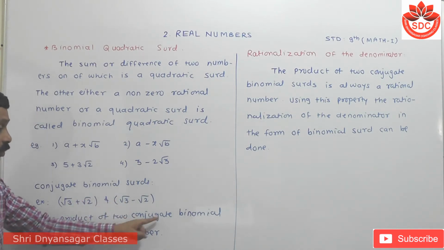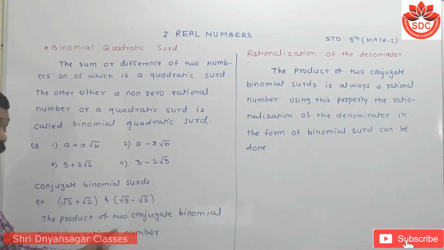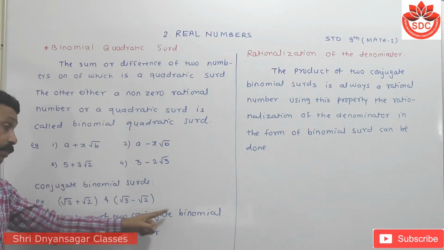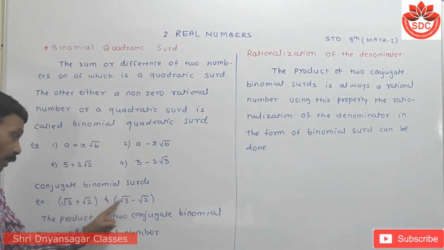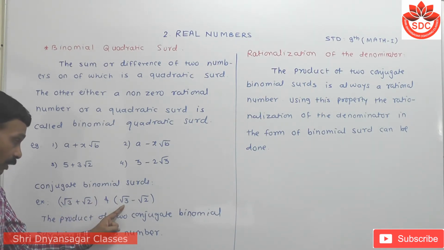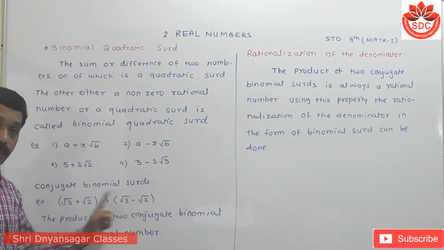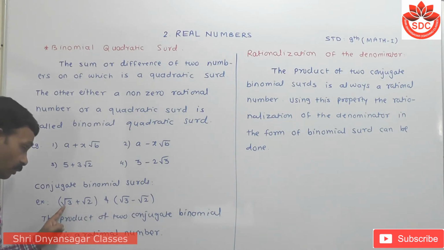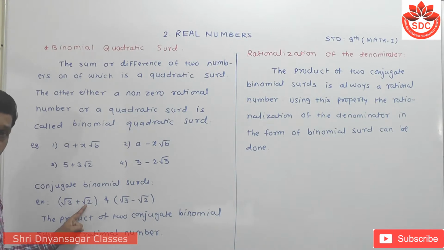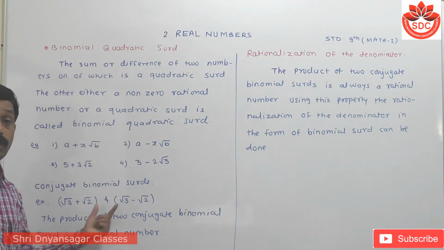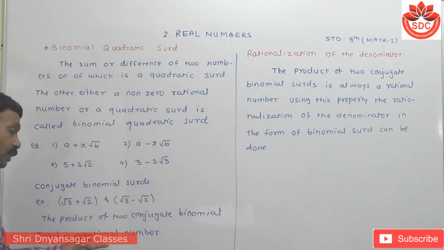Then the product of two conjugate binomial surds is a rational number. Suppose these are conjugate binomial surds. When we take the product, a plus b times a minus b is a square minus b square. Root 3 square becomes 3 and root 2 square is 2, so 3 minus 2 is equal to 1, which is a rational number. So the product of any two conjugate surds is always a rational number.